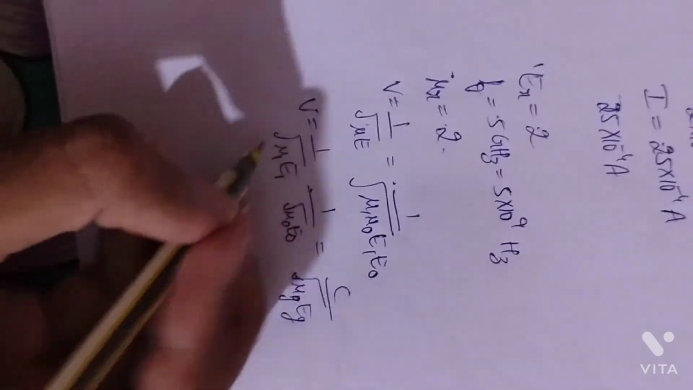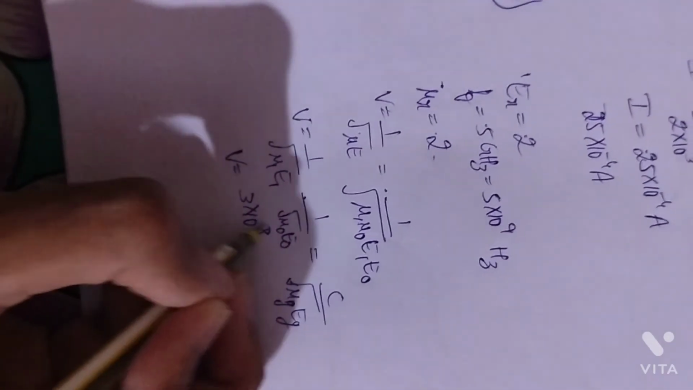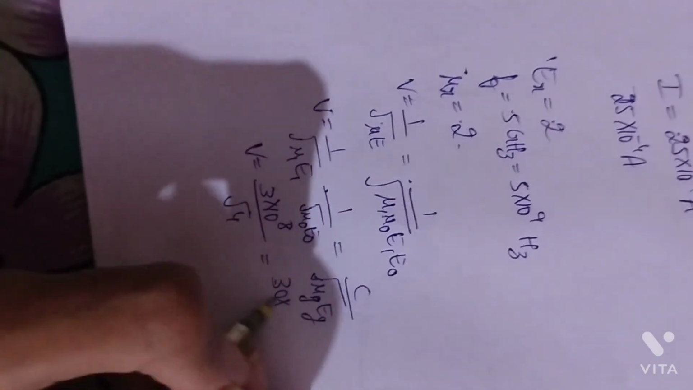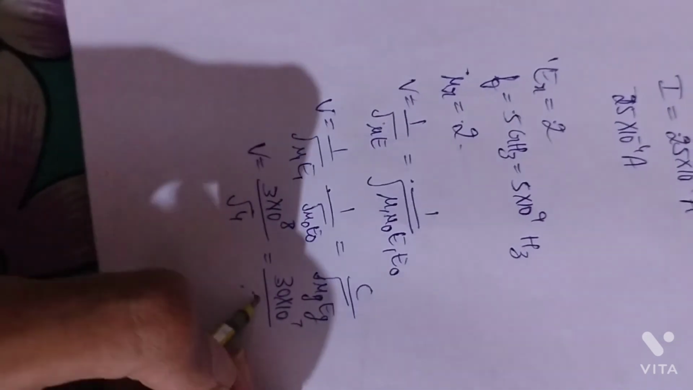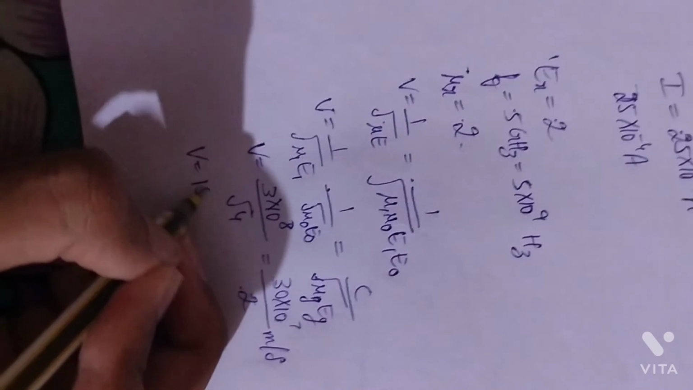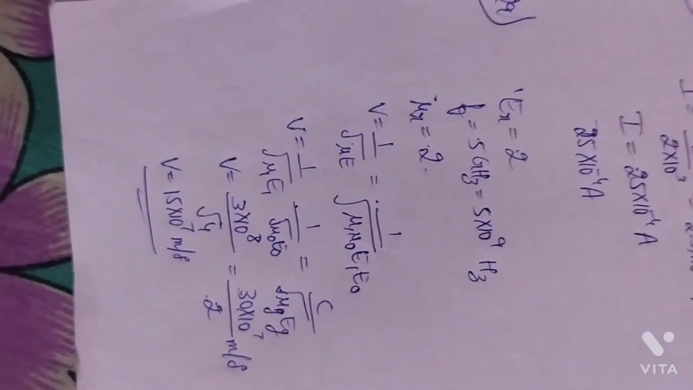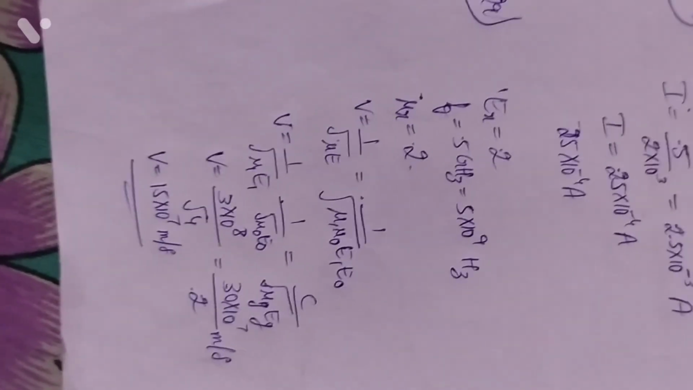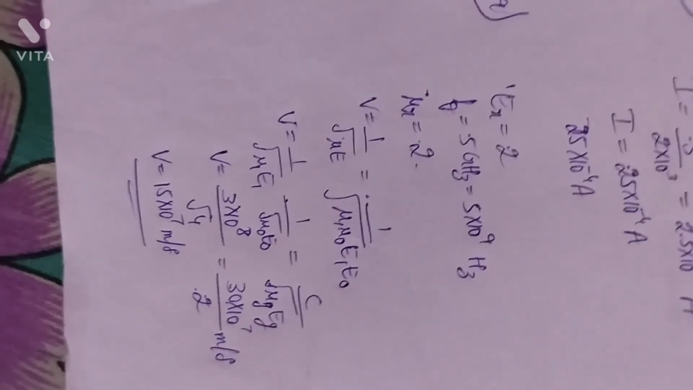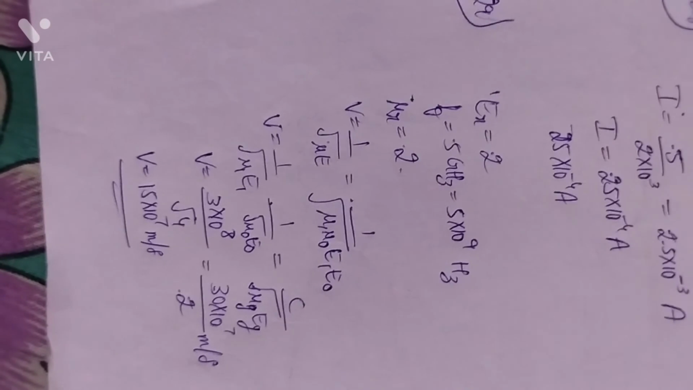Okay, so therefore v is equal to 3 into 10 to the power 8 by root 4, that is equal to 30 into 10 to the power 7 by 2 meter per second. So if we calculate it, we get 15 into 10 to the power 7 meter per second. So this is the answer. Therefore the velocity is 15 into 10 to the power 7 meter per second.